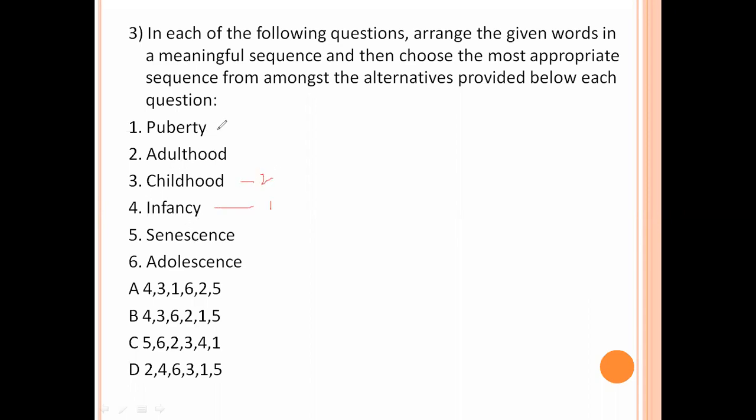Next, puberty, third stage. Adolescent, this is before this one, fourth stage. Next, adulthood, this is the fifth stage. Last is senescence. That means here the first stage is 4, 3, 1, 6, 2, 5. Option A is the right answer.